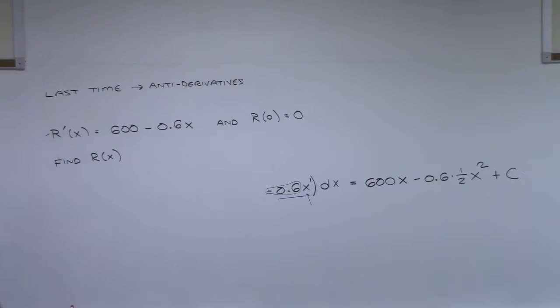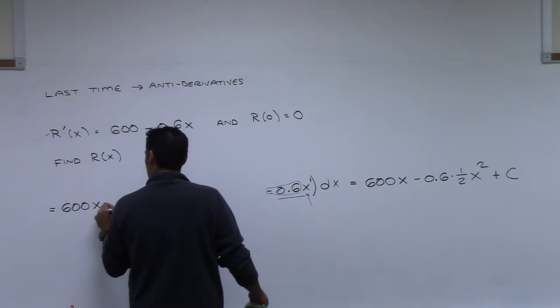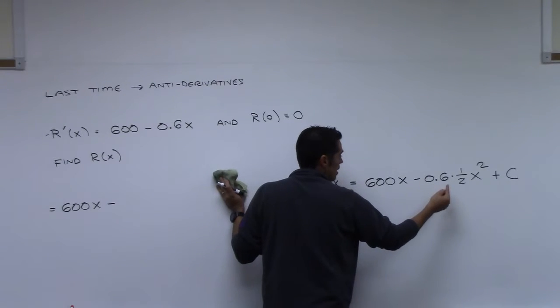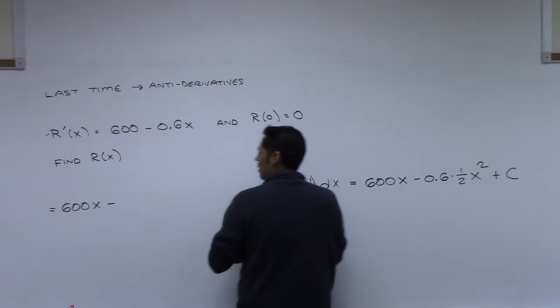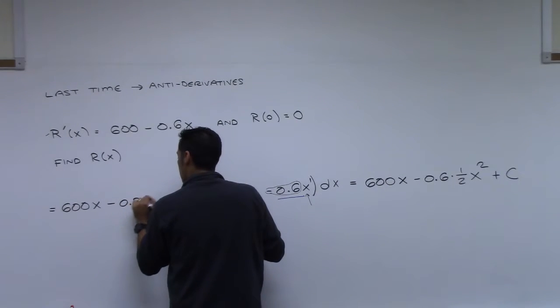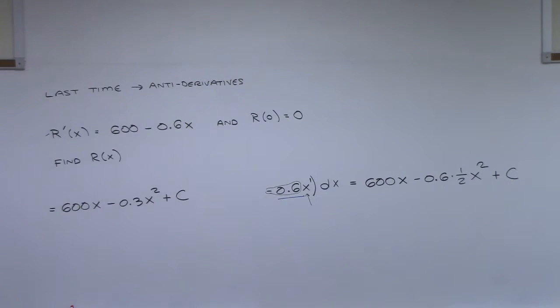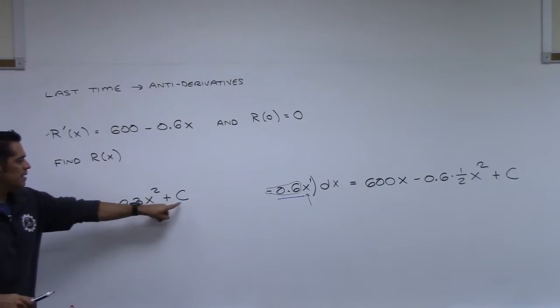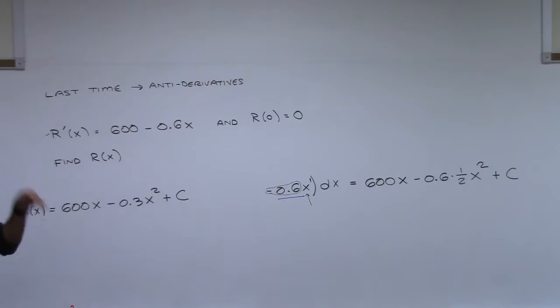Okay? So now where are we? This is equal to 600x minus, now, if you multiply, you can get your calculator or just do it mentally. This divided by 2 would give you the negative 0.3 x squared, and then plus c. Is that all right? Now, this is what we think our function is, right? But here's the problem. This r of x function that we have is a family of functions. It's actually a bunch of them, isn't it? So we have not exactly nailed down the exact function.